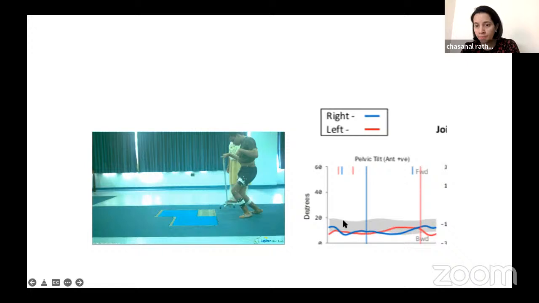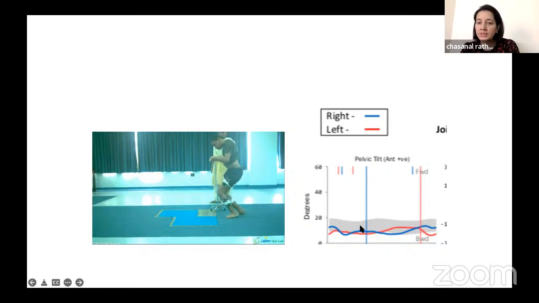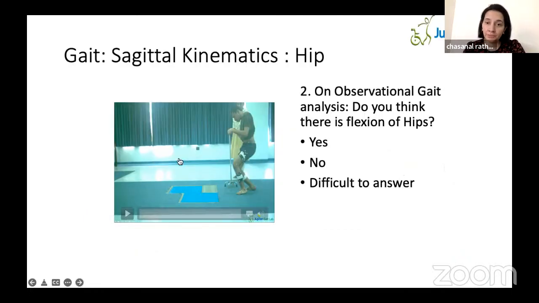So this is the normative area, and this is what each side of the pelvis would represent. So yes, it is almost following the normal pattern. It is not too much posterior or forward. So sometimes it's easy to pick, but not always would it be like that.